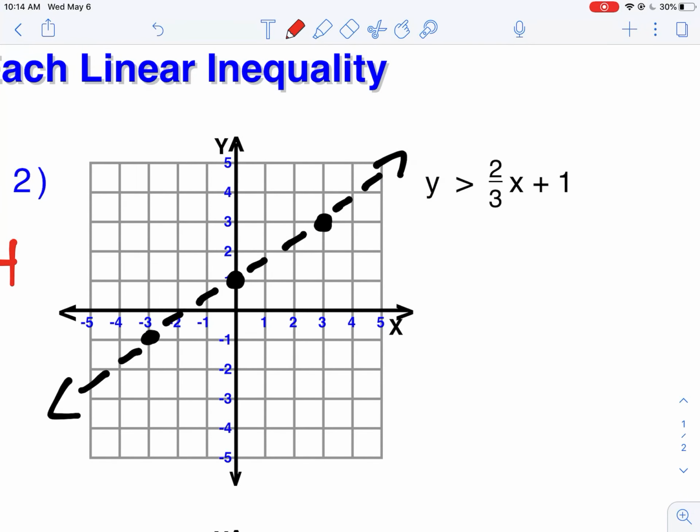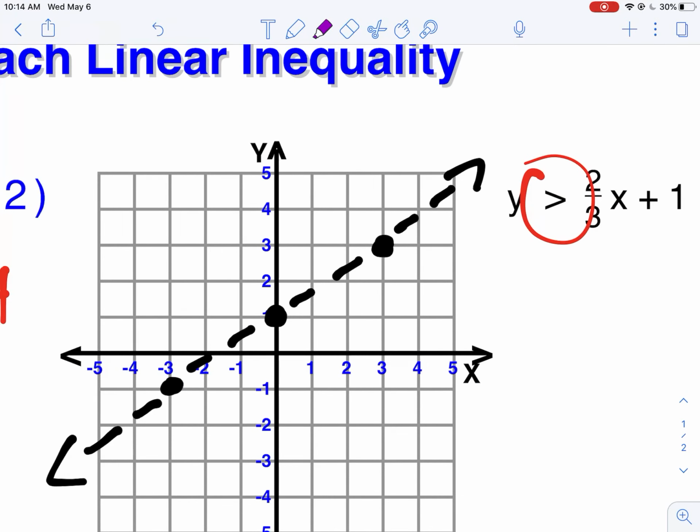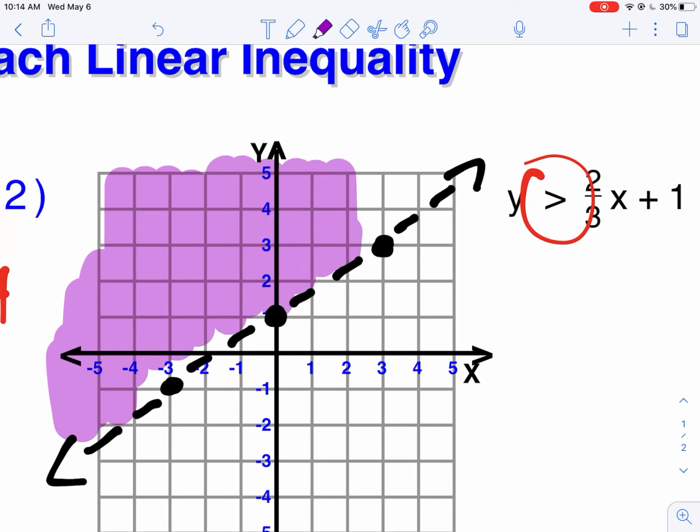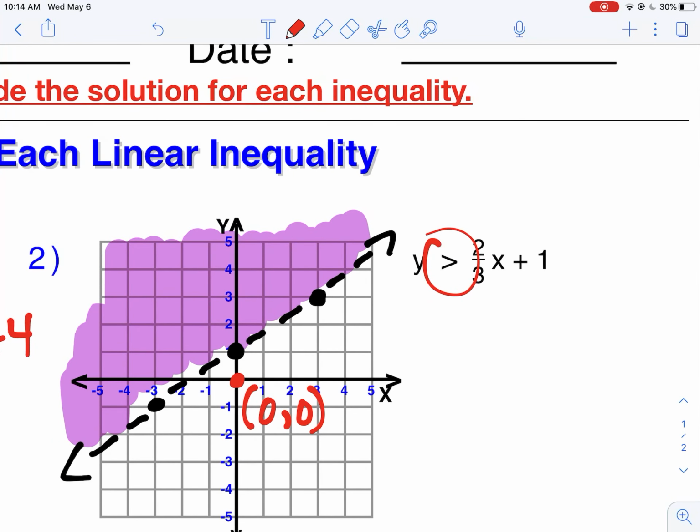Once again, we have y is greater. So I'm going to go to my y-intercept here, and once again, I'm going to shade everything above, because greater means more, higher, greater, just like that. So that would be my solution. And now I'm going to try a test point to make sure this works. Once again, I'm going to go with the origin down here. You'll notice the origin is not shaded in. So if I plug in the origin, it should not work. It should not give me a solution. Let's see what happens. 0 for y, 0 for x.